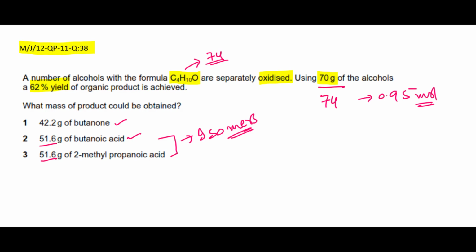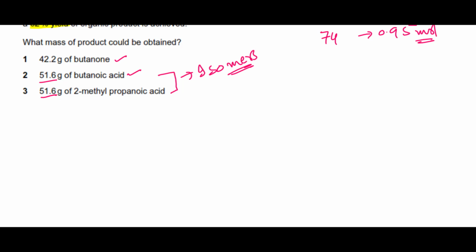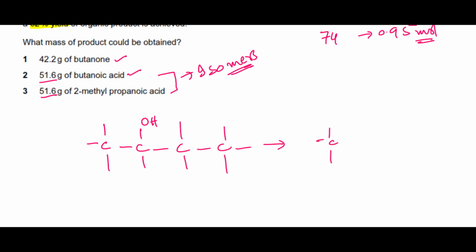Now the next thing is that we have these three options, starting with 42.2 grams of butanone. So first just draw the formula of the alcohol that can give us butanone, C4H10O. Can we get butanone from C4H10O? Ketones are the oxidation product of secondary alcohols. Now in case of C4H10O, we only get one secondary alcohol. The OH group is on the second carbon, and the rest of these carbons have hydrogens. So this is C4H10O, and if you oxidize it we get a ketone. This is the secondary carbon, and secondary alcohols are oxidized into ketone.